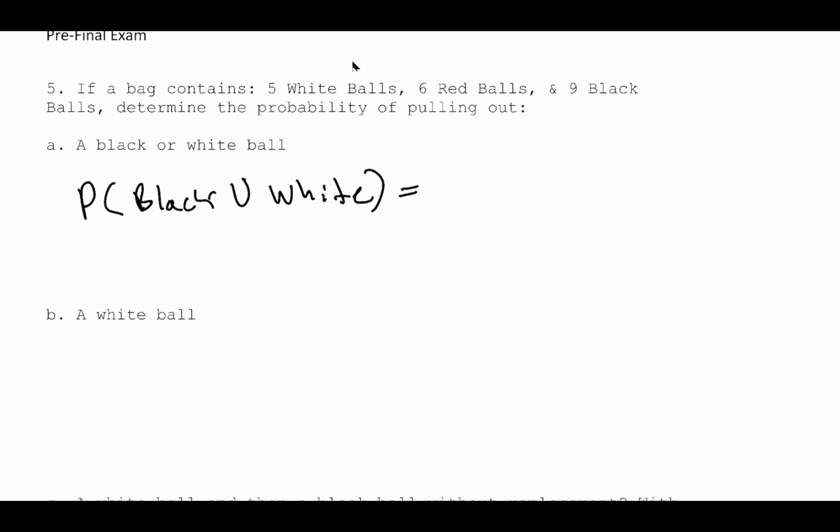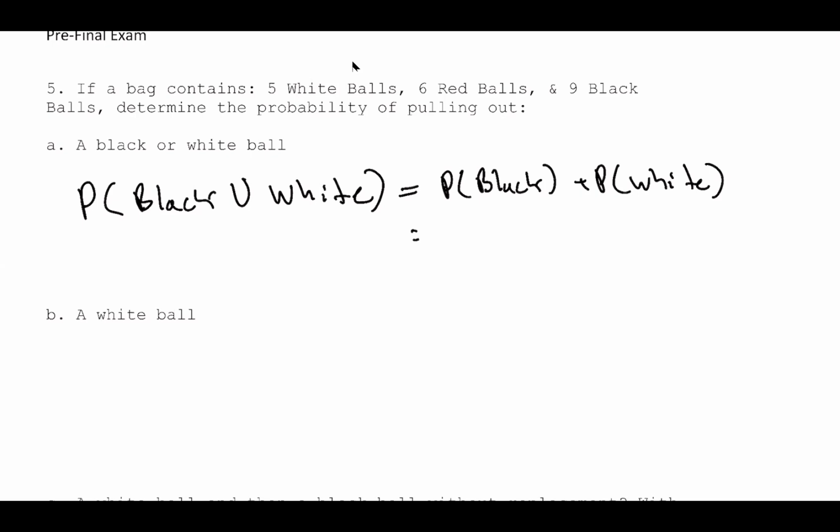So for this one, if you think about it, if I'm just selecting one ball, it's not possible for that ball to be a black ball and a white ball. So the two events are mutually exclusive. We're either gonna get a white ball or we're gonna get a black ball. It's impossible, if I'm just selecting one ball, for that ball to be both black and white. So they're mutually exclusive. Since they're mutually exclusive, we'll say probability of black, and we'll add that to the probability of white.